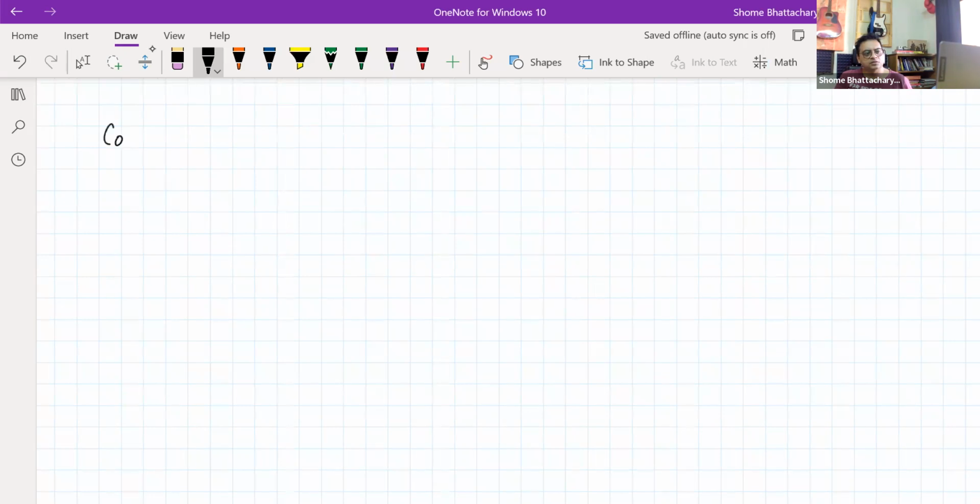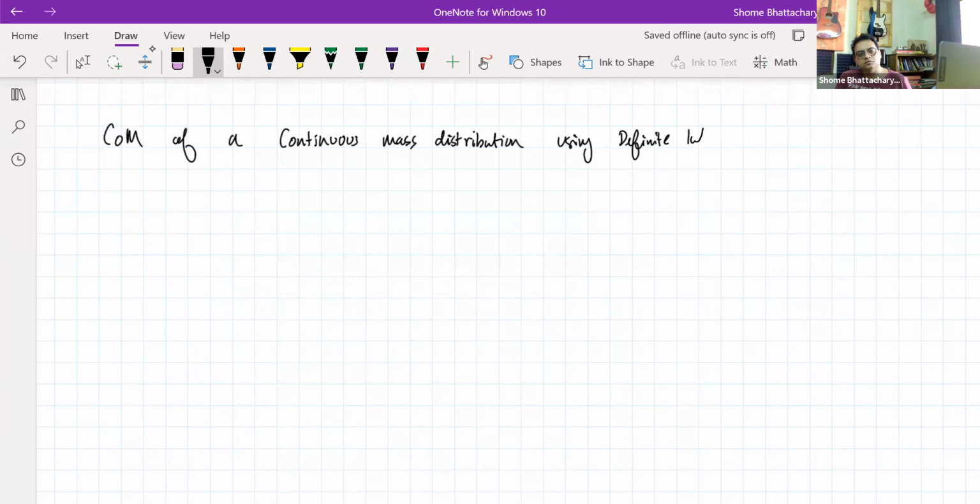So, center of mass of continuous mass distribution using definite integration. So the general idea here is that the summation that we do in the case of a discrete particle system to calculate the weighted mean, that summation is converted into an integration.